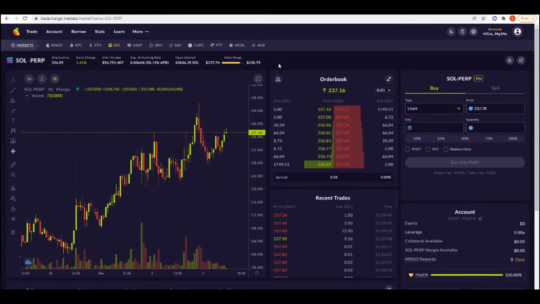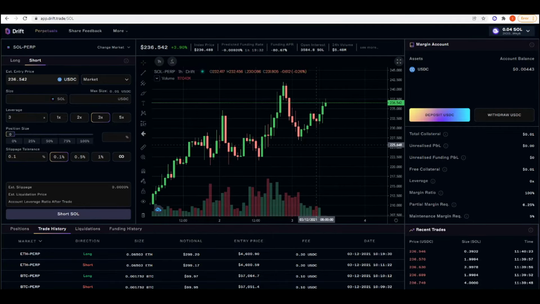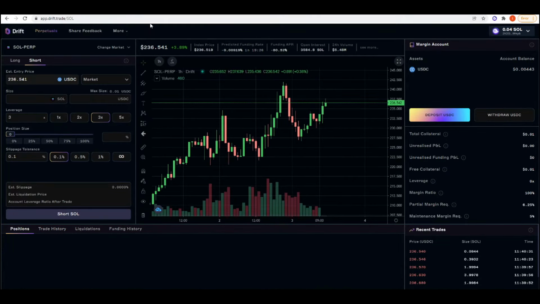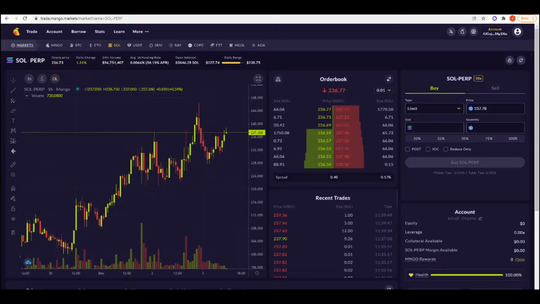Now, the difference in this, I think, exists from the fact that Mango Markets has been around a lot longer. A lot of people know how to use it, and it actually uses an order book approach to actually do all of the trades, whereas Drift uses a virtual dynamic automatic market maker, meaning that you're actually trading against a pool and not against other people in the order book.